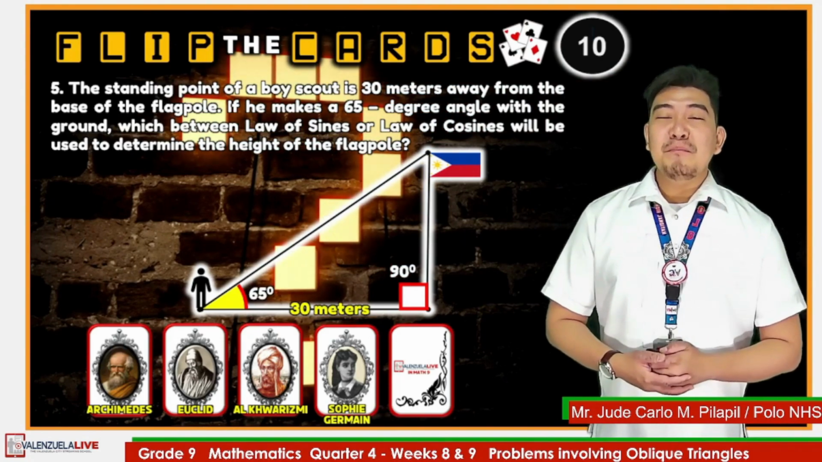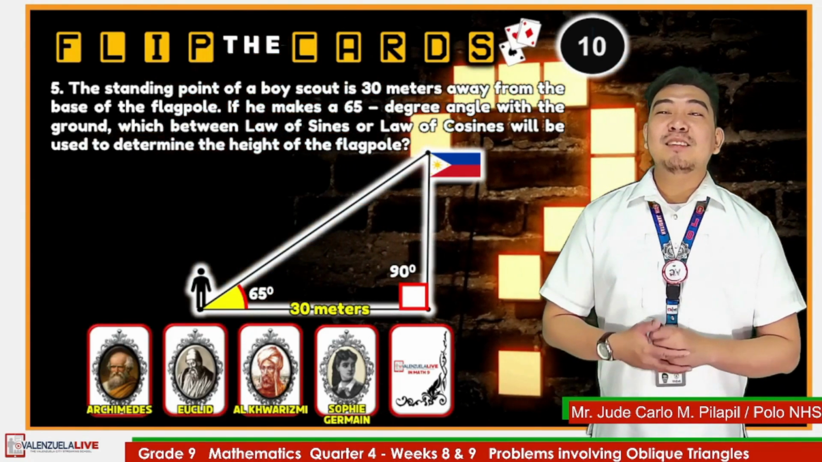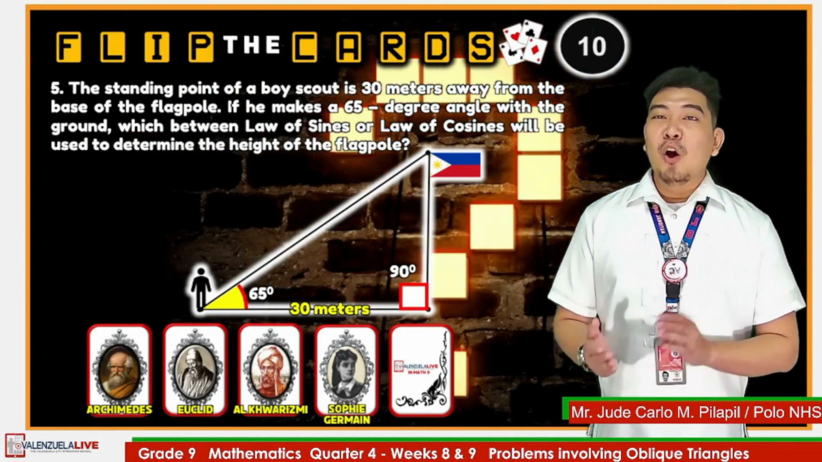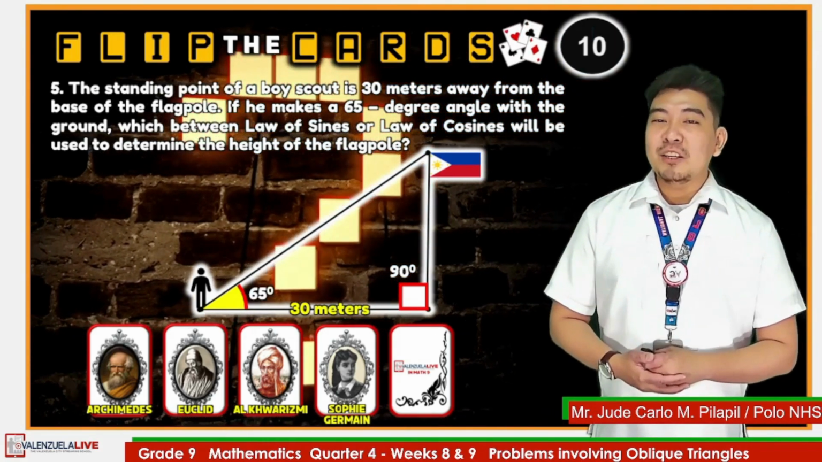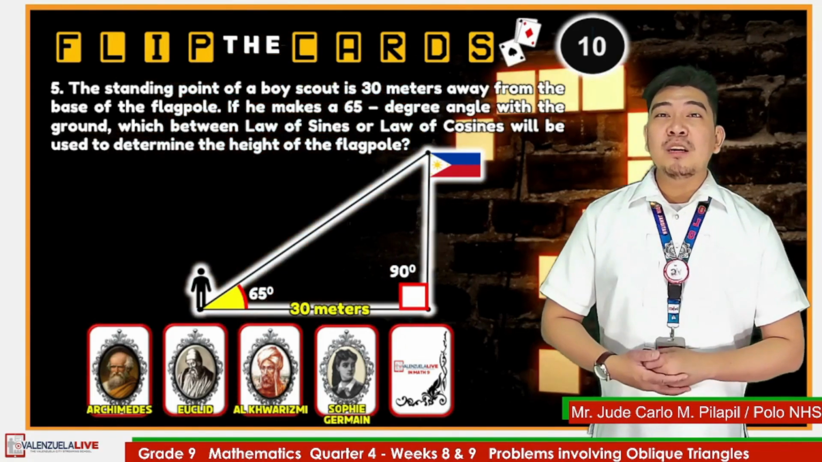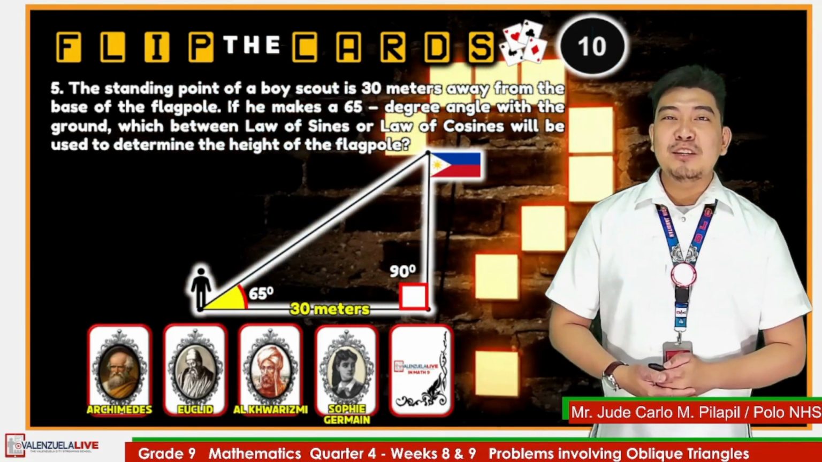We should also remember that right triangles can be solved by either law of sines or law of cosines, depending on the given information, aside from the Pythagorean theorem and the trigonometric ratios.